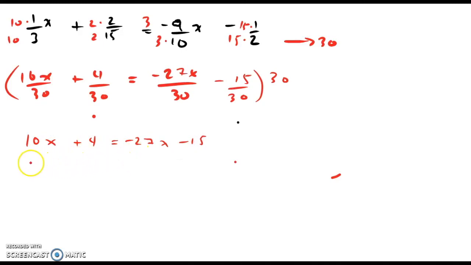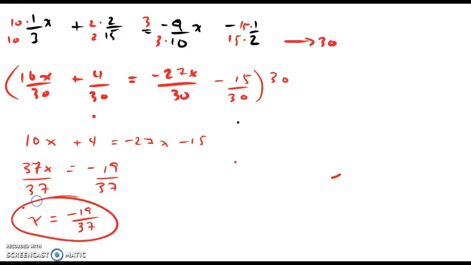I'm going to add 27x to both sides, so I'm going to get 37x. And I'm going to subtract 4 on both sides, and I'm going to get negative 19. Divide by 37, divide by 37. We wind up with a fraction that cannot be simplified because both 19 and 37 are prime, so we just leave it like that.